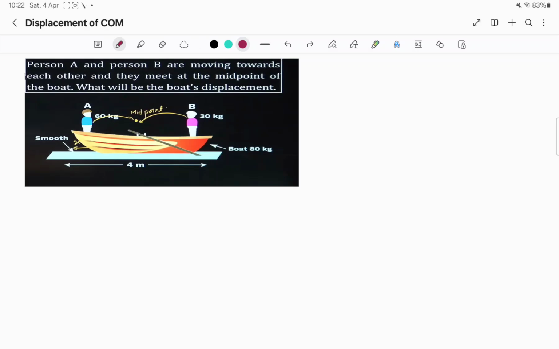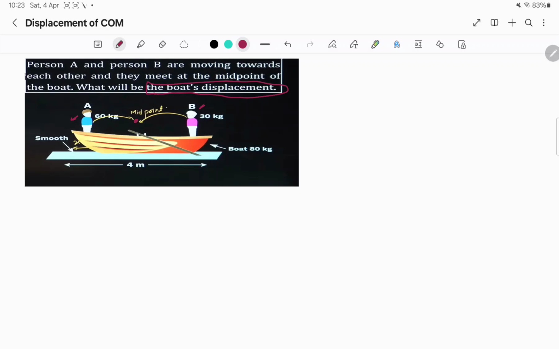There are two persons on the boat. This is person A and this is person B. Now this boat is on the water, and suppose both of these persons want to come to the midpoint, this point. Now what we want to find is, what should be the displacement of the boat?